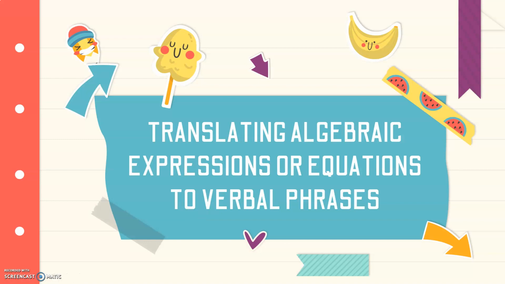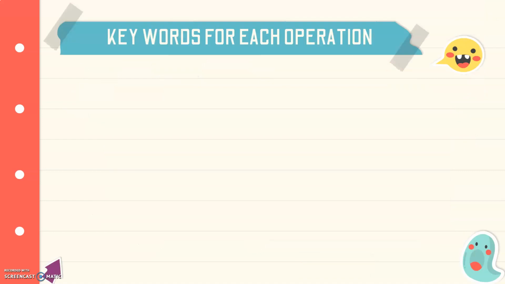Hello everyone! In our previous lesson, you learned how to translate verbal phrases into algebraic expressions or equations. So for today, we will do the reverse of that, which is translating algebraic expressions or equations to verbal phrases. But before we do, we have to recall first the important keywords for each operation, which we will use to translate expressions or equations into verbal phrases or statements.